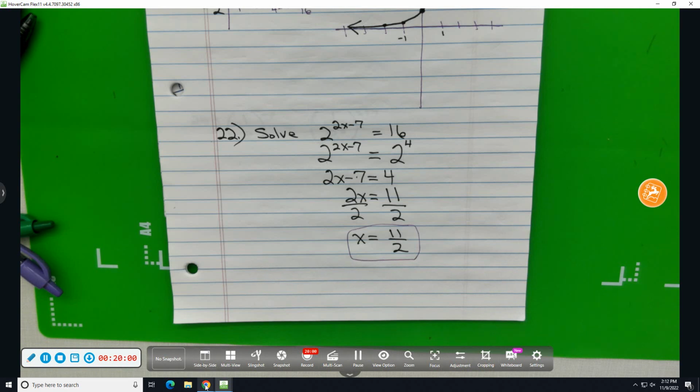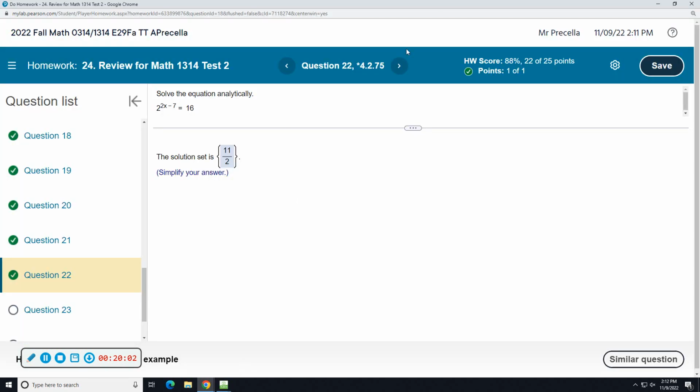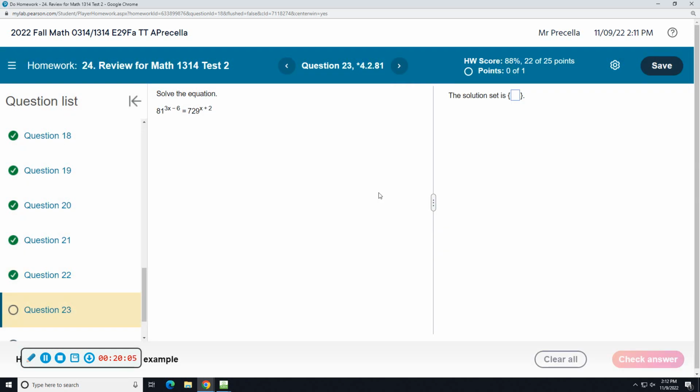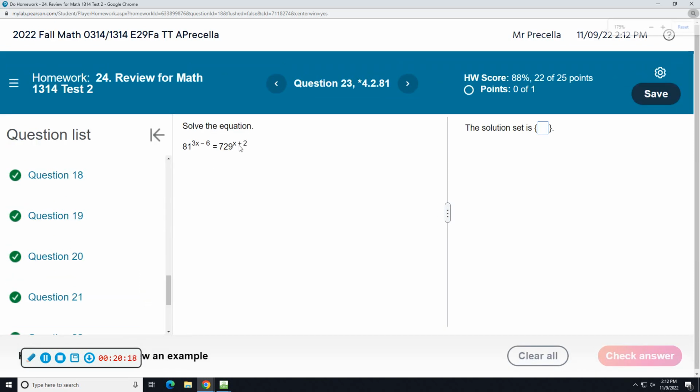Number 23. It's another exponential equation. Oh, I should have reminded you, I suppose, that an exponential equation means that the variable is up in the exponent position. Notice the variable is not on the base. We used to see things like x squared and x cubed. Here the x is part of the exponent. So number 23.